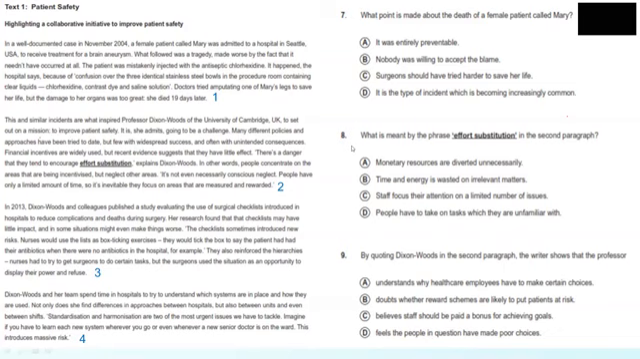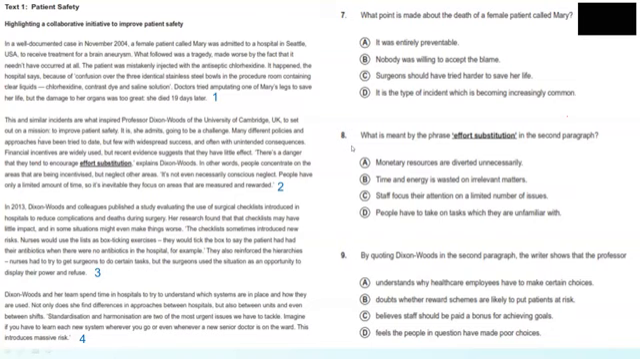So, okay. Firstly, let me know what's your answer. My answer is monetary resources are diverted unnecessarily. Okay, that's my answer. Why did you choose this answer?